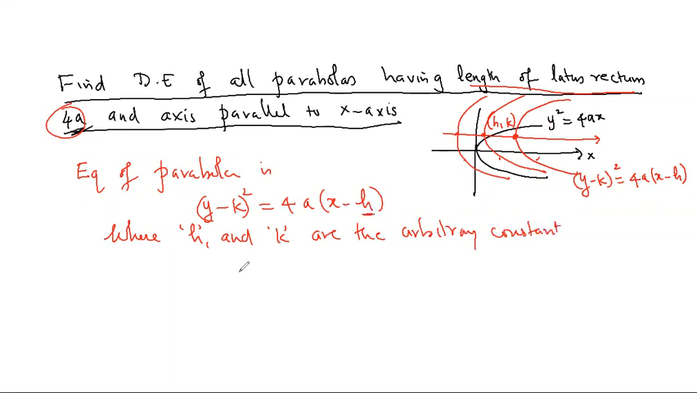Now already h is independent of x, so the first derivative of h will go away. The second derivative will make a also independent of x, and you'll get the answer. Can you do it yourself? Please do it yourself. Yes.